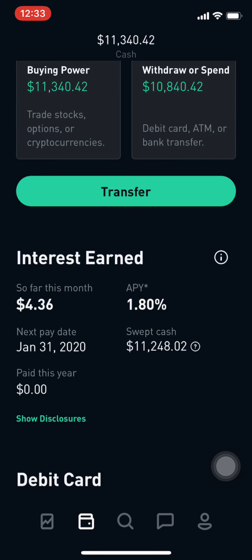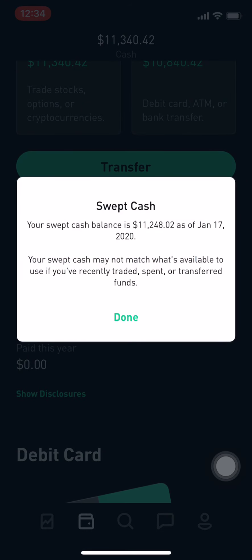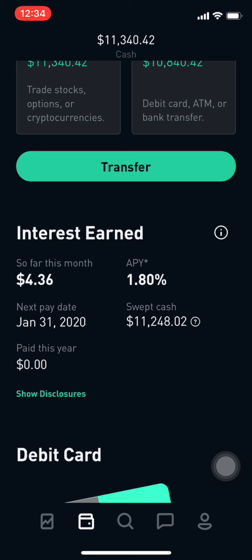So as you can see, so far this month, I've accumulated $4.36. Next pay date is January 31st, 2020, and it seems like it pays out on a monthly basis. And then tapping on swept cash, I have $11,248 as of January 17th, 2020. So your swept cash may not match what's available to use if you've recently traded, spent, or transferred funds. So any recent activity can definitely affect your swept cash.